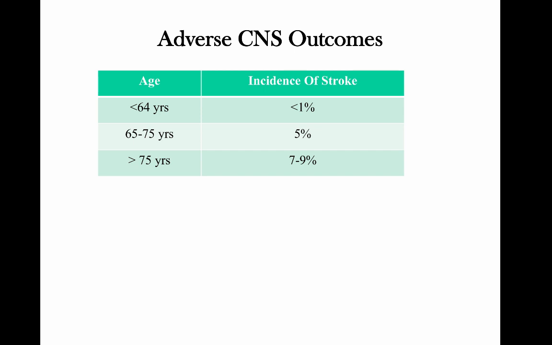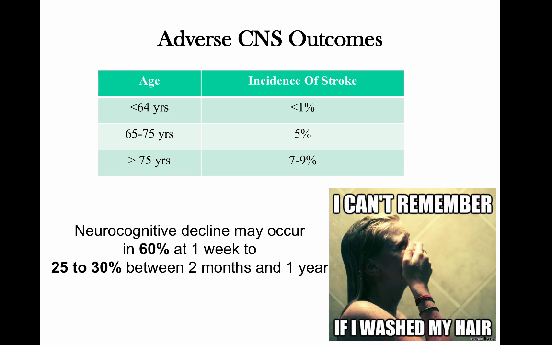Again, as patients get older, central nervous system adverse outcomes can occur. And you can see as the patient age increases, the incidence of stroke rises fairly dramatically. At greater than 75 years of age, 7 to 9%. That is a big number. Neurocognitive decline can occur in 60% at 1 week and between 25 and 30% between 2 months and 1 year. And you'll hear terms like pump head and pump fog, where patients who have just had cardiac surgery using a heart-lung machine will have these neurocognitive declines that are noticeable.